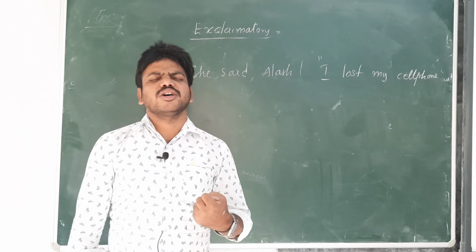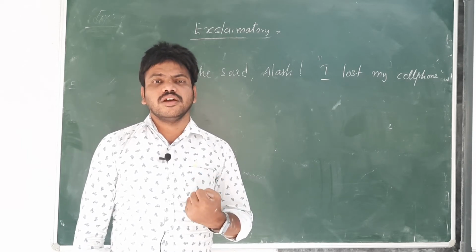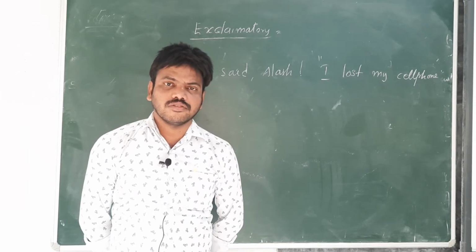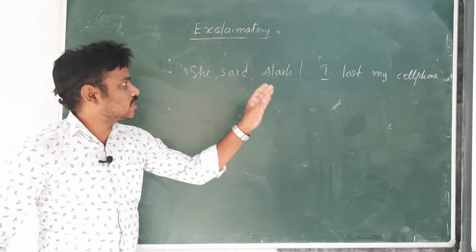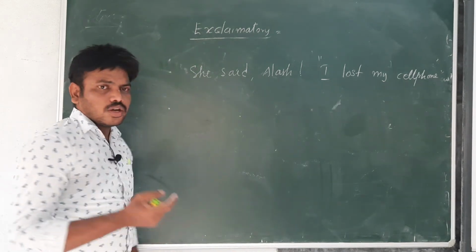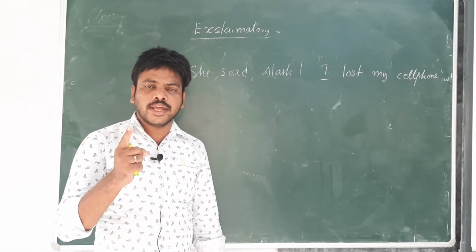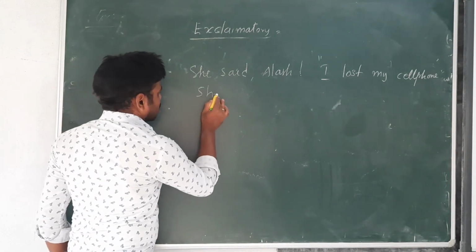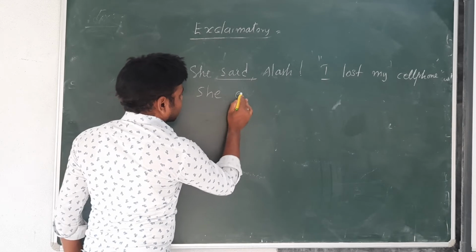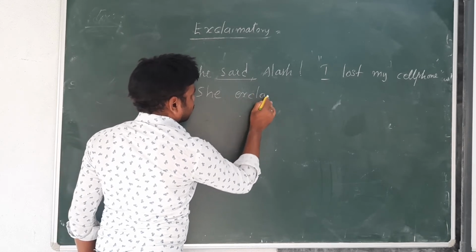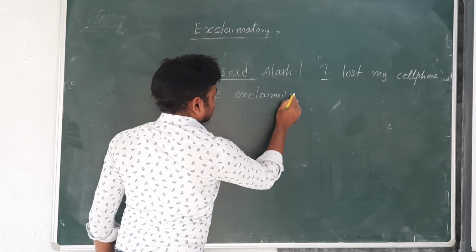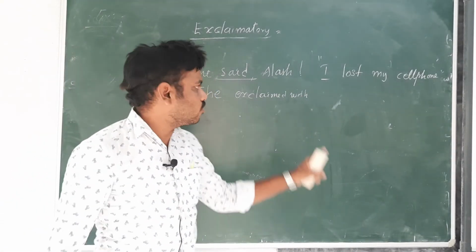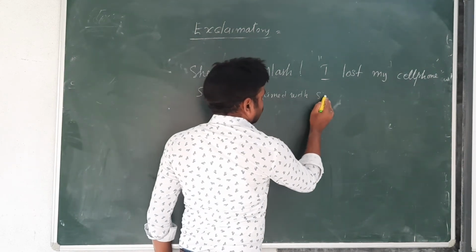She said, "Alas, I lost my cell phone." She became very sad because she lost her cell phone. So when we see this sentence, how to change? Now, the first sentence was happiness. This one is sadness. So we should write here, according to our rules, "she said" will become "she exclaimed with." Since it is a sorrowful sentence, we should write "she exclaimed with sorrow."